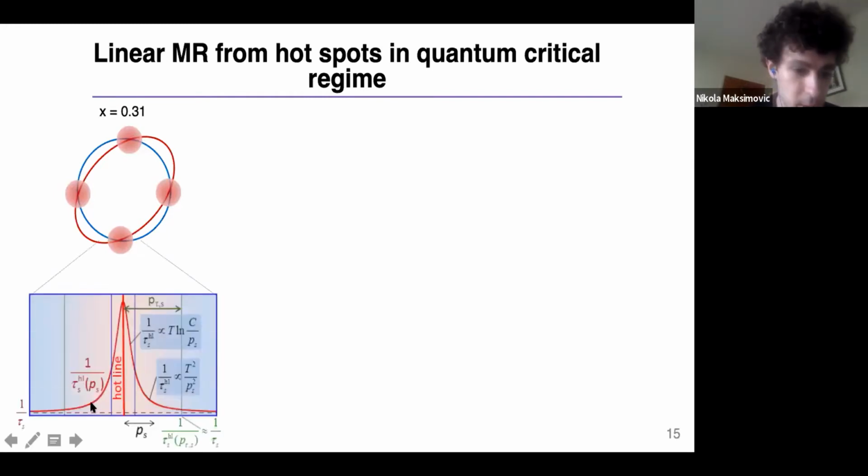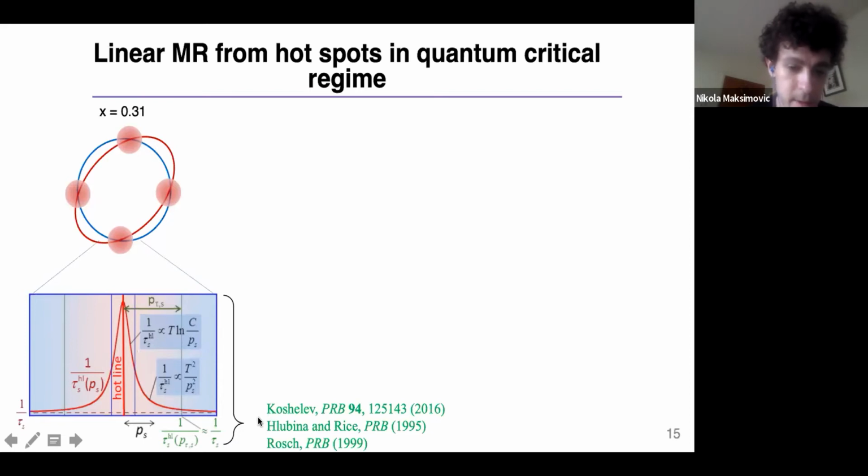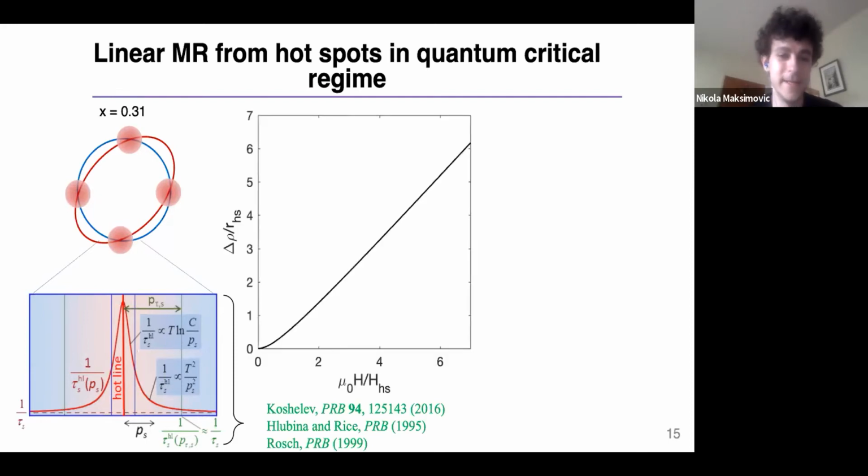What he did is model the scattering rate near this hotspot as a Lorentzian, and the specific parameters of this Lorentzian are dependent on spin susceptibility, as well as the scattering cross-section with these antiferromagnetic fluctuations. And the magnetoresistance that you get from this looks almost identical to the magnetoresistance you get in the previous model.